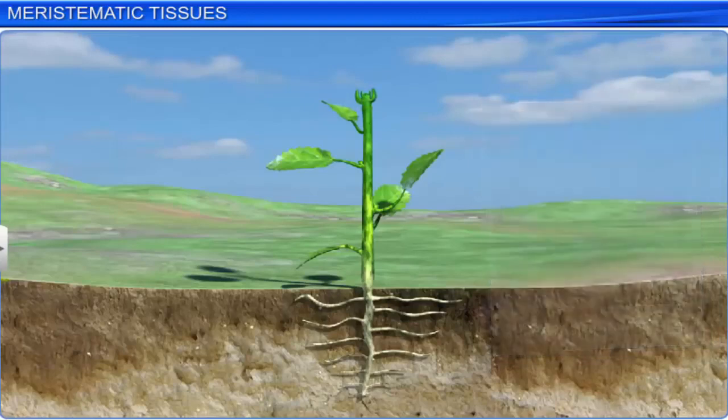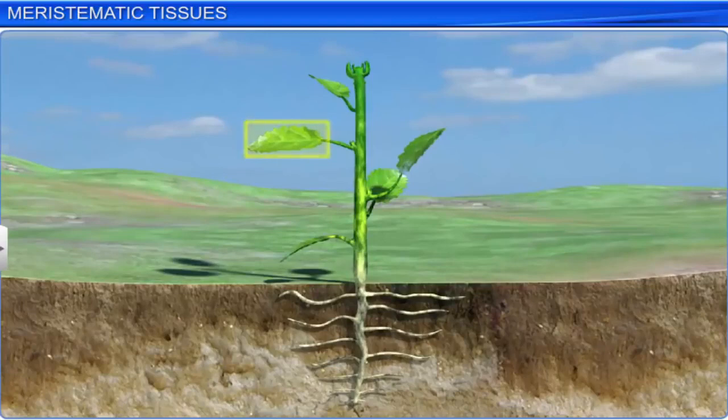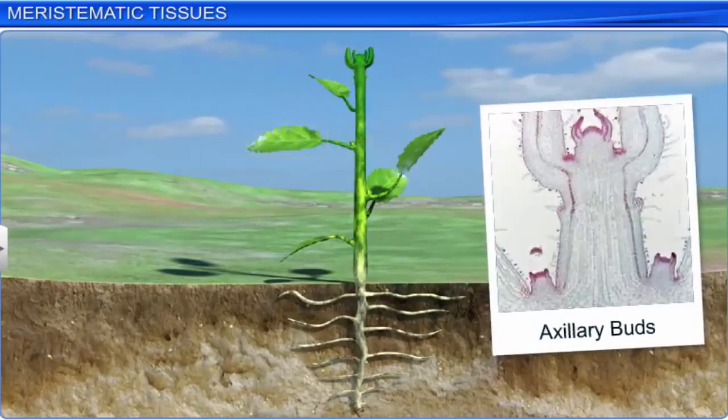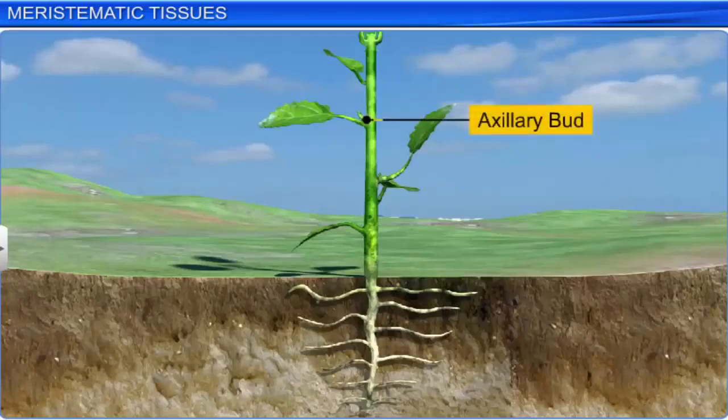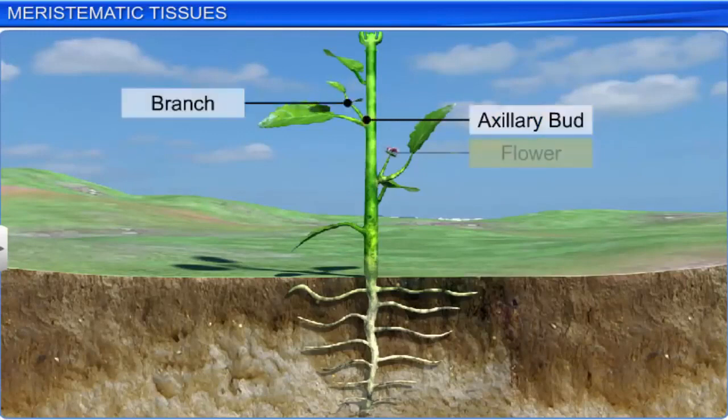During the formation of the leaves and the elongation of the stem, some cells are left behind from the shoot apical meristem. These cells form axillary buds. Axillary buds are formed at the axil of the leaves and can develop into a branch or a flower.